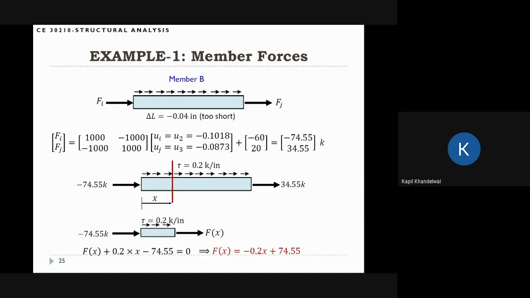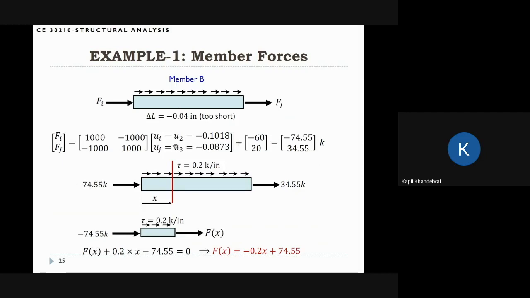For member number B, the things are a little bit more interesting. So in this case, the distributed traction is acting on the member. So I have shown here the distributed traction acting on the member. So we can do the calculation again to find the member end forces, or the nodal forces at the end of the member. So this is Fi and Fj. So the calculation goes as Fi and Fj is stiffness matrix times the displacement vector for this element plus the P0 vector. So this is the P0 vector. And these are the member end forces.